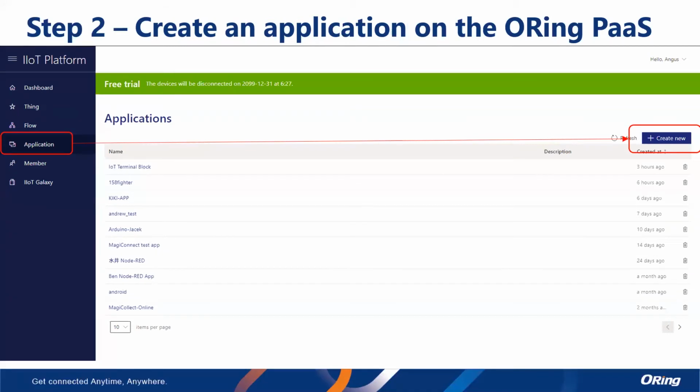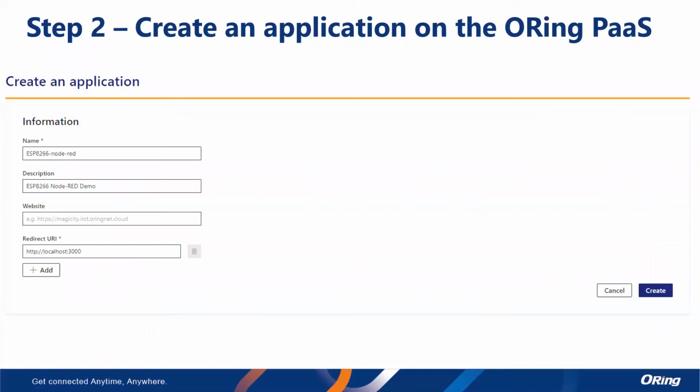In this case, because we want to use the Node-RED and Node-RED PaaS blocks inside our workspace, we need to register a new application. These steps are also very simple. So you just need to go to the application menu on the left, then use the plus create new button on the right. And this new window will pop up where you have to put information about your new application.